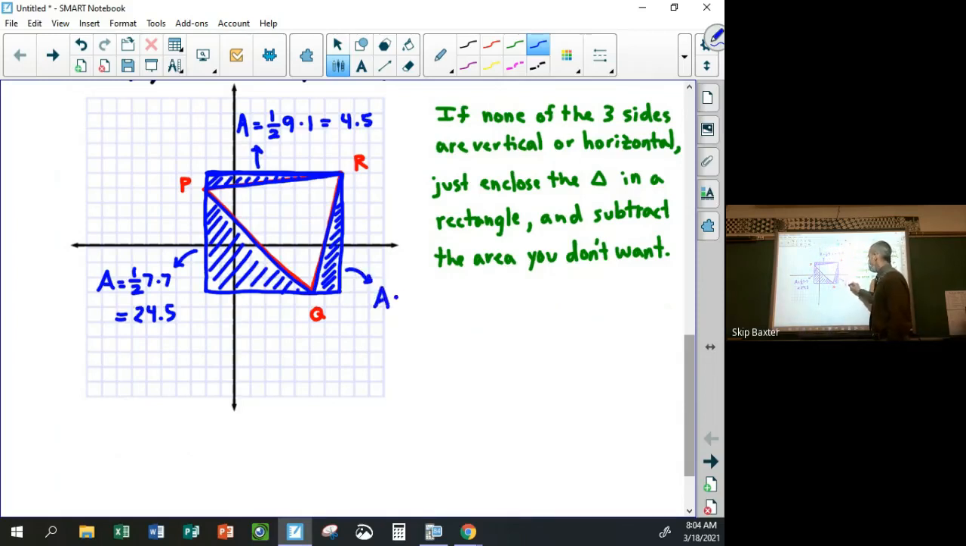The area is 1/2 base times height. The base, counting squares, is just 2. And the height is 1, 2, 3, 4, 5, 6, 7, 8. Half of 16 is 8.